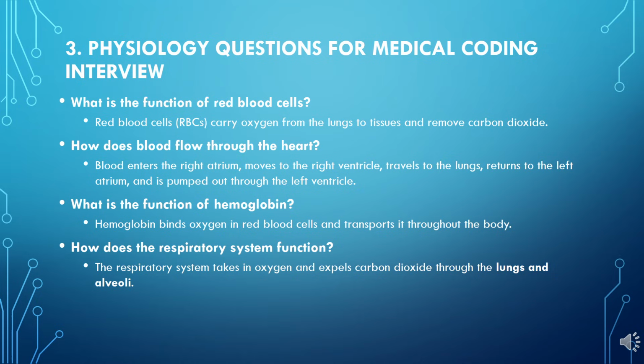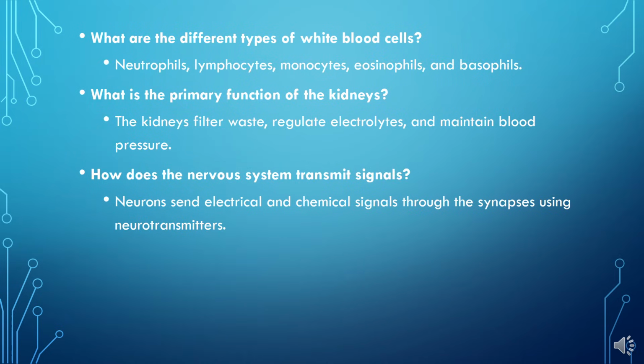What is the function of hemoglobin? Hemoglobin binds oxygen in red blood cells and transports it throughout the body. How does the respiratory system function? The respiratory system takes in oxygen and expels carbon dioxide through the lungs and alveoli. What are the different types of white blood cells? Neutrophils, lymphocytes, monocytes, eosinophils, and basophils.